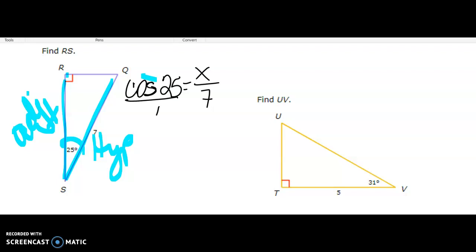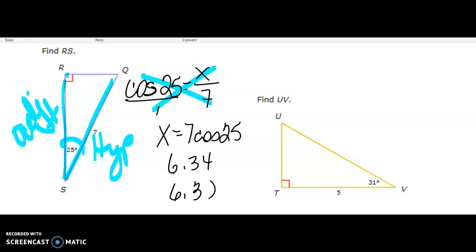Put it over 1. Cross multiply. 1 times x is 1x, and then 7 cosine 25. Grab a calculator. 7 cosine 25 is 6.34. So the 4 doesn't change to 3, so it's 6.3.